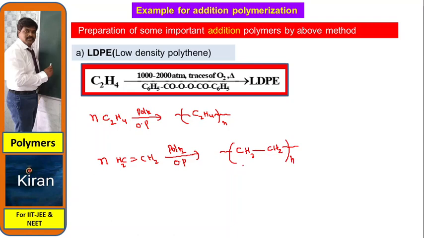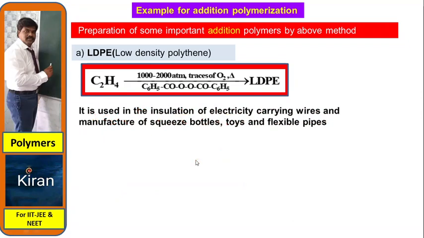This is polyethylene, and this is the monomer, ethylene. So N number of monomers are involved in the polymerization process in the presence of organic peroxide. You are getting polyethylene. With these experimental conditions, you will get low density polyethylene. When you change the experimental conditions and reagent, you will get high density polyethylene. Let us see. The formula will be the same. Only the densities will be different.